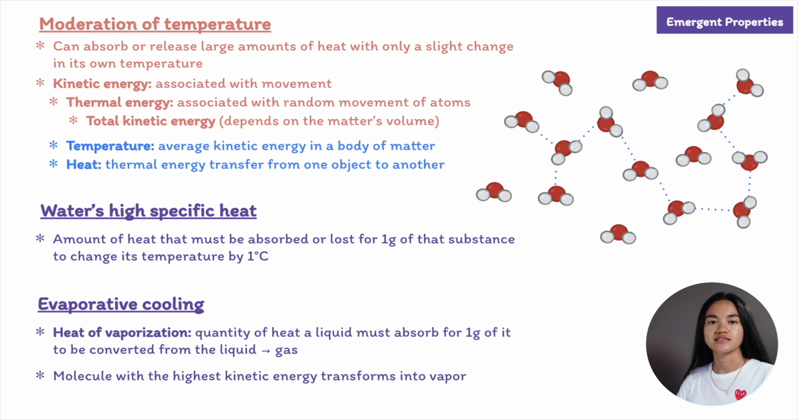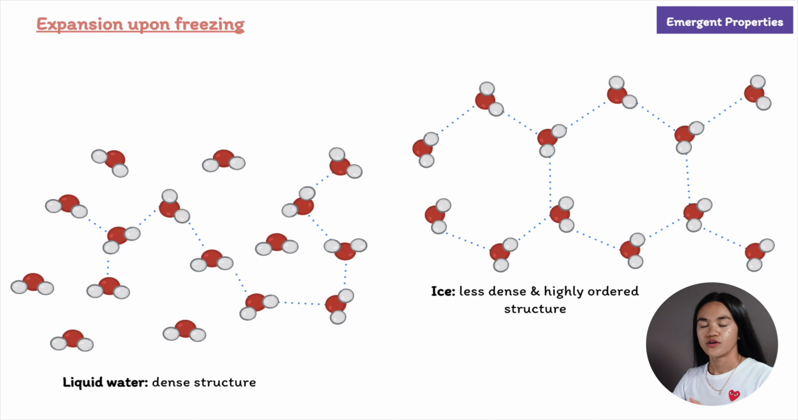And now let's discuss how ice floats on water and how water expands. Let's talk about the third emergent property, and that is expansion upon freezing. Earlier in this lecture, we talked about how water is less dense as a solid than as a liquid, which is why ice floats on liquid water. Other substances become more dense when they solidify, whereas water expands. Again, this is due to hydrogen bonds.